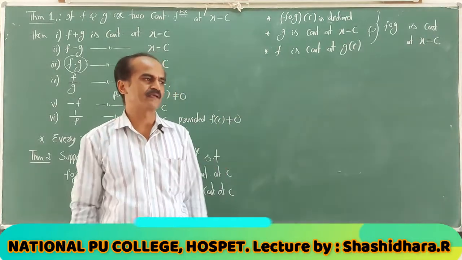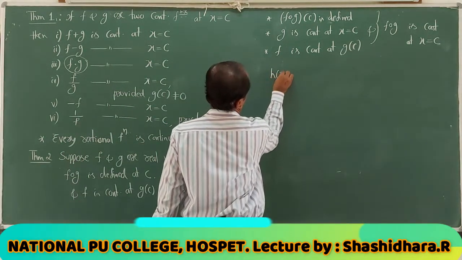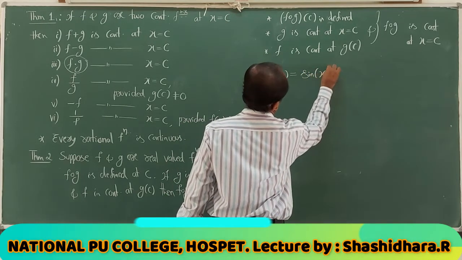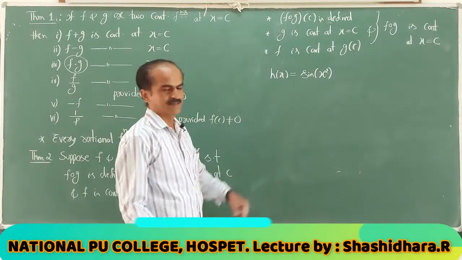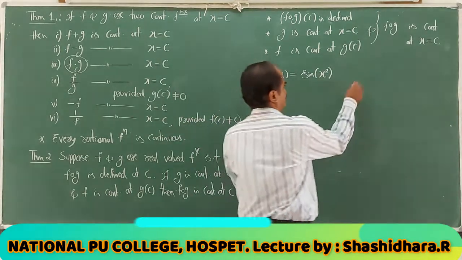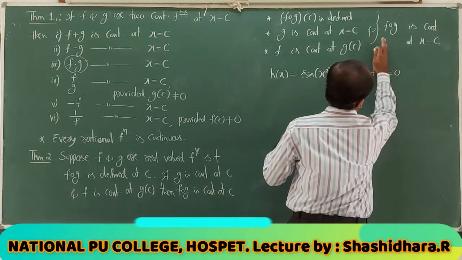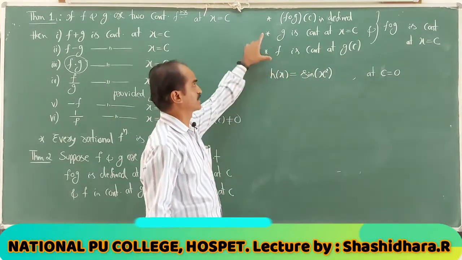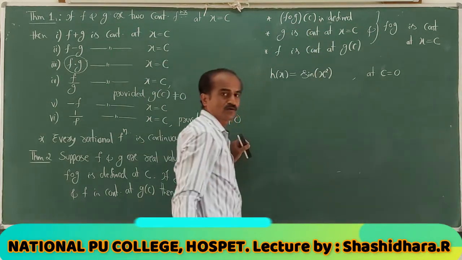Okay, now let me take an example. Say I take h(x) equal to sine of x square. We'll check whether it is continuous at x equal to 0 or not. Means the c value is 0. For that I have to check these three conditions. Whether f∘g of 0 is defined or not.